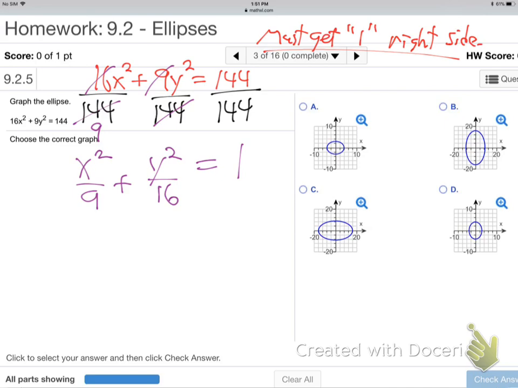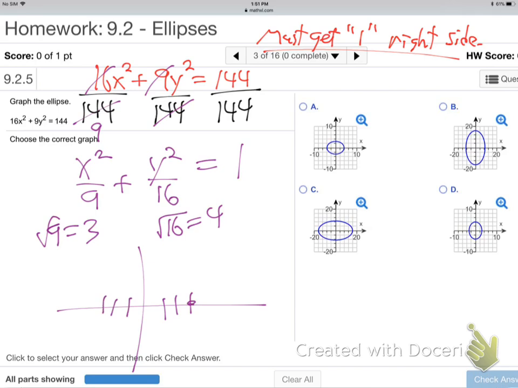Okay, now we can go to the graph. Square root of 9 is 3, square root of 16 is 4. So we do the graph. It's going to be right and left 3, up and down 4. It's a little taller than it is wide.